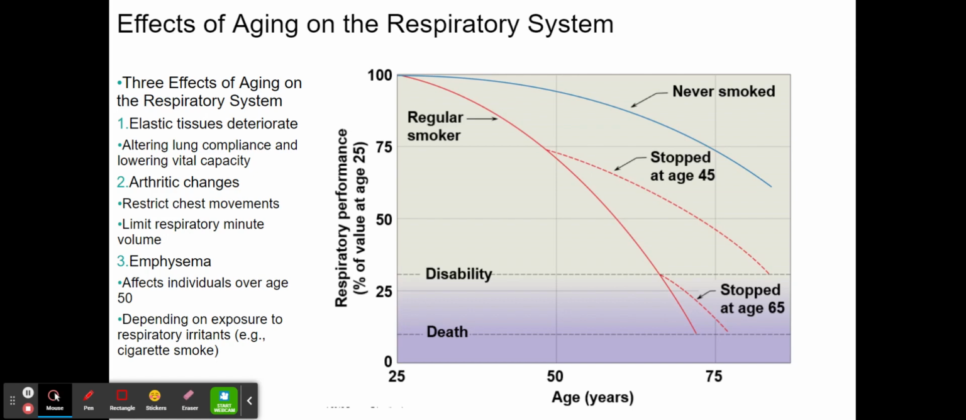2. Chest movements are restricted by arthritic changes in the rib articulations and by decreased flexibility at the costal cartilages. Along with the elastic tissue deterioration, the stiffening and reduction in chest movement effectively limit the respiratory minute volume. This constriction contributes to the reduction in exercise performance and capabilities with increasing age. And 3. Some degree of emphysema is normal in individuals over age 50. However, the extent varies widely with the lifetime exposure to cigarette smoke and other respiratory irritants.